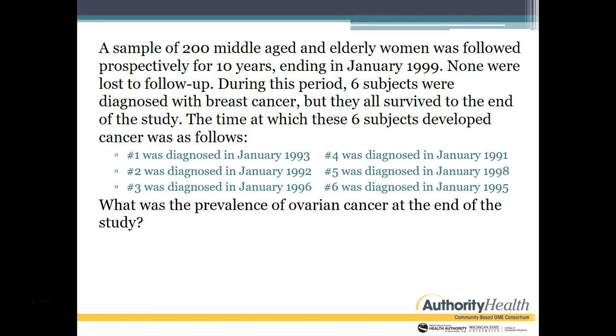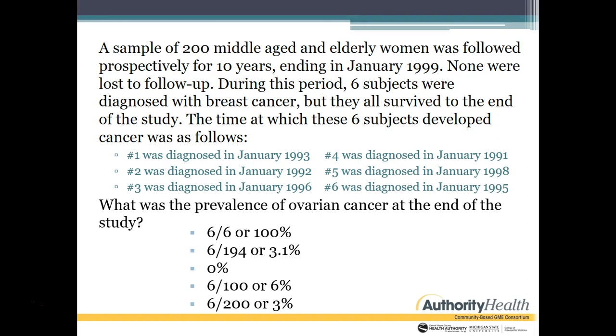And the question is, well, that's supposed to be breast. What was the prevalence of breast cancer at the end of the study? So here we're talking about point prevalence, remember. At the end of the study, we still have our 200 sample. Remember, none were lost to follow-up. And we assume none perished. So their total population is 200, and then how many cases at the time? There were 6. So here we see 6 over 200, or 3%. So that would be the prevalence at that point.